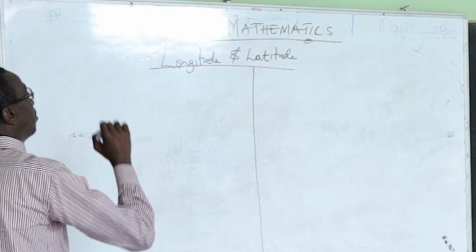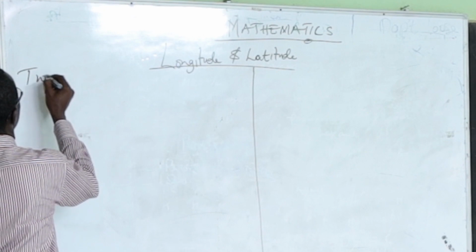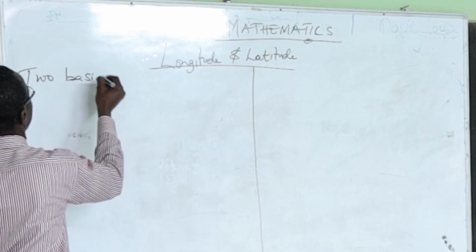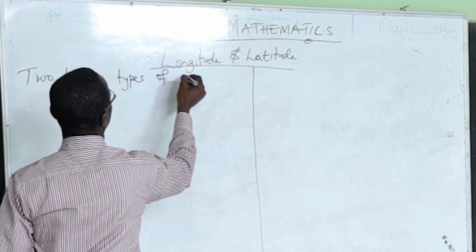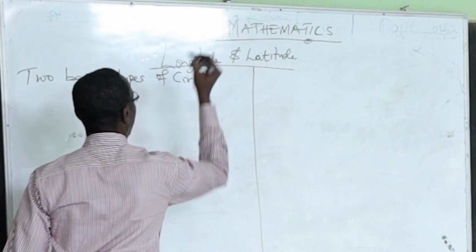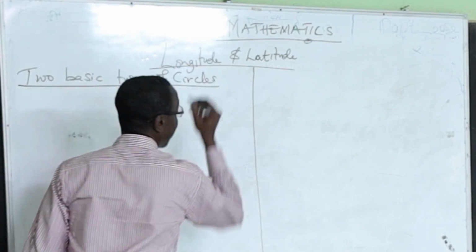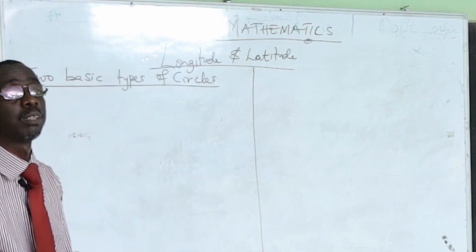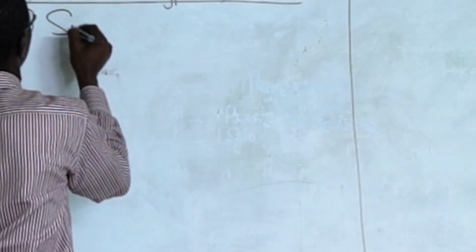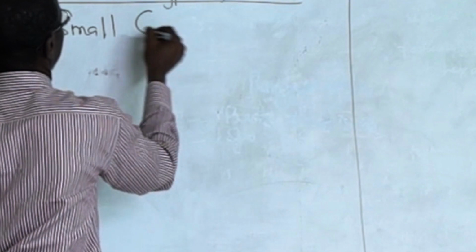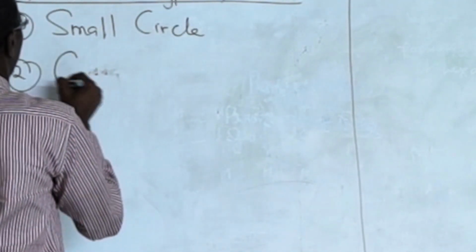On longitude and latitude, there are two basic types of circles. It is important for us to identify these two types of circles. The first one is the small circle, and the second one is called the great circle.